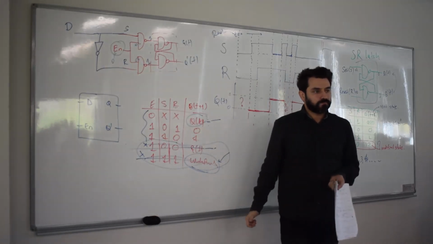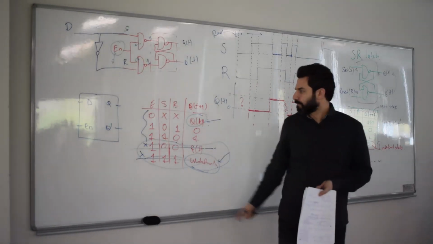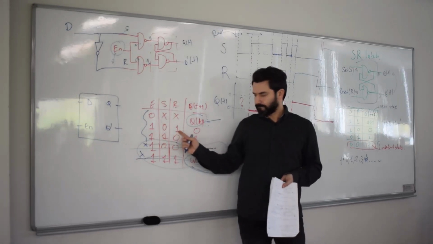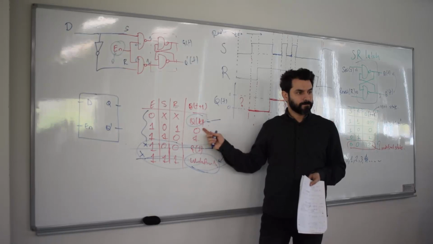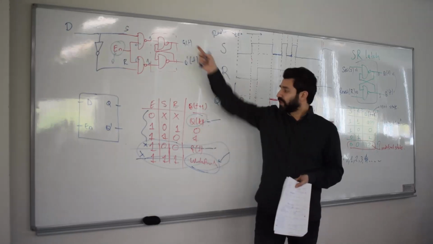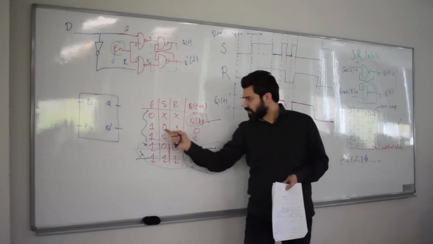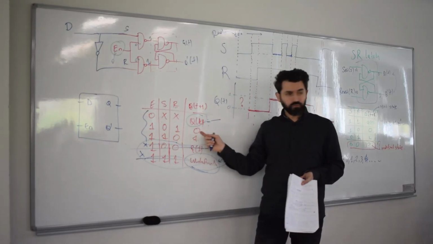For example, when enable is 1, S is 0 and R is 1, it sets the value to 0, right? Yes, it sets this value to 0. In other words, QT becomes 0. As long as you have these three inputs, the QT would always be 0.